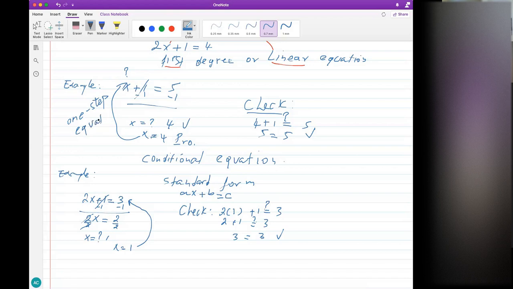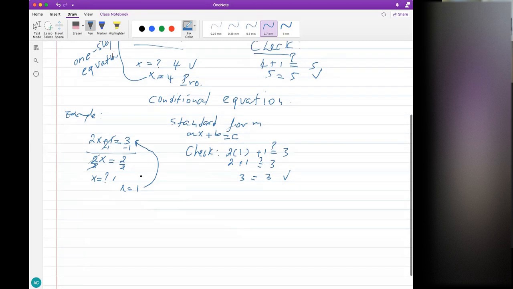Okay, 1-step equation. How many steps did this one take? 2. 2 steps, that's right. So this is a 2-step equation. And as we go, we may have more steps, depending on how long the equation is. So 2-step equation.